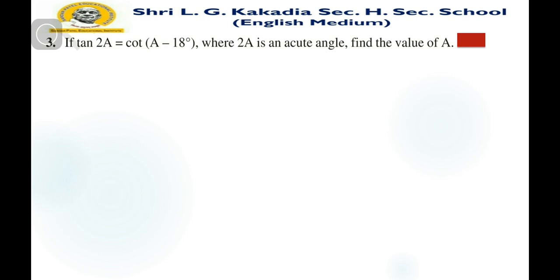If tan 2A is equal to cot(A - 18), where 2A is an acute angle, find the value of A. Now if we put the complementary of tan, then on both sides we find cot equal to cot, and that way we can compare both the angles, then we can find the value of A.